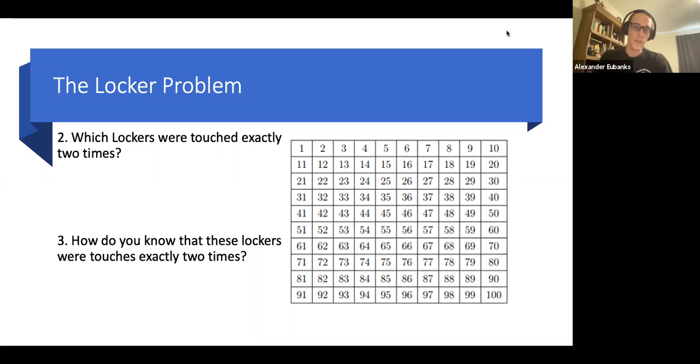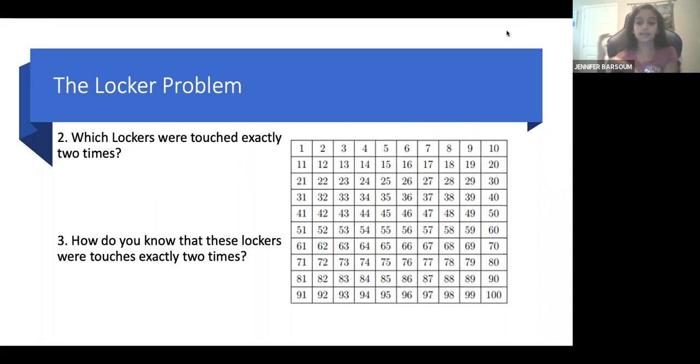I have someone who asked if they can ask a question. If they mean in the chat box, sure. If they mean their voice, then go ahead and unmute yourself and ask. I was gonna ask, wouldn't they all be touched twice since the one opened all of them, and the numbers 2 through 5 kind of changed their status?